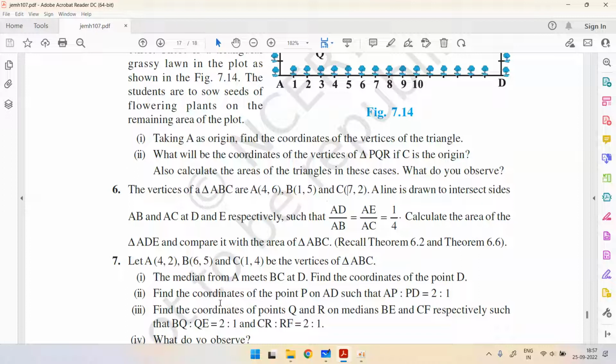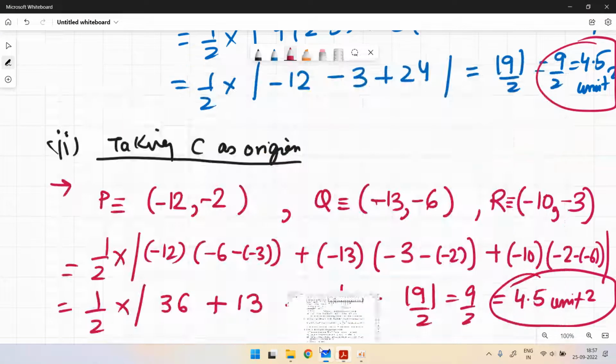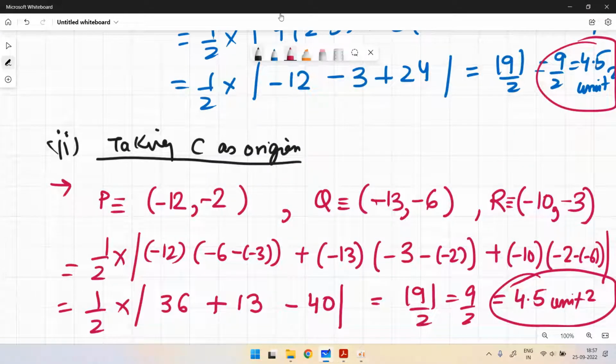Since the sides have the ratio 1:4, the area will be the square of the ratio, which is nothing but 1 by 16. You can directly think of 1 by 16, but you need to calculate it. So next is the sixth question.